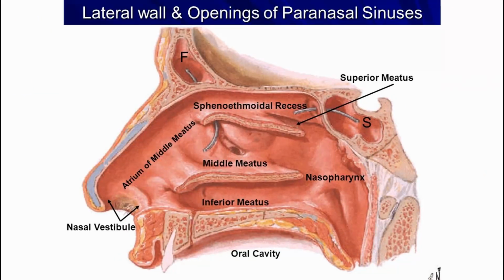This is again the same view as the previous slide, where you can see the middle concha has been cut to visualize the middle meatus, and you can see the polyethmoidalis and the hiatus semilunaris.